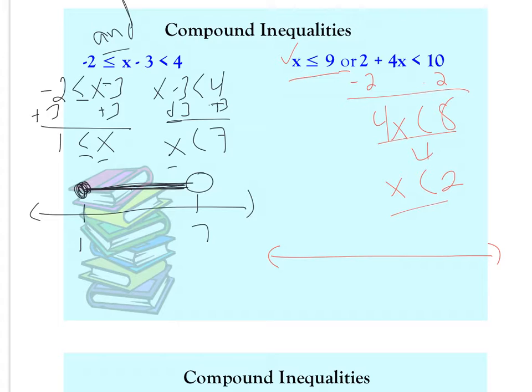So on a number line, I would need to find 9. Less than or equal to is a closed circle, and it goes left. So any of those numbers will work for x is less than or equal to 9. And then 2 is also going to go left. So it's kind of redundant. You don't even need to put it because if it's less than 2, it is also less than 9.